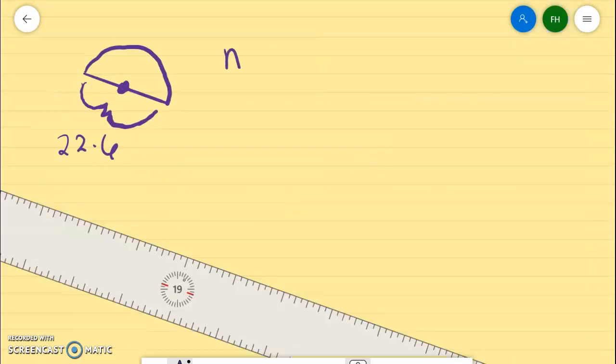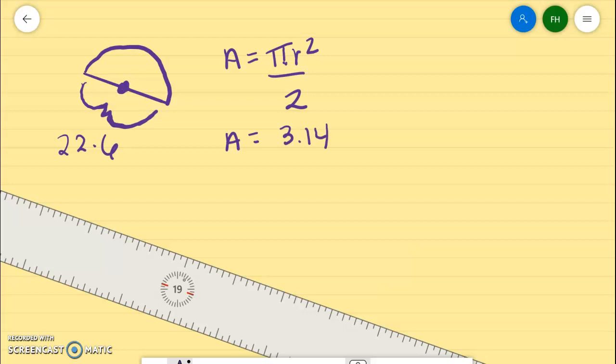This is another area, so area equals pi r squared, but this is half of a circle, so we have to divide it by 2. So pi is 3.14. Now we don't have the radius, we have all the way across. We only want, that's the dad, we only want half of that. So 22.6 is the diameter. So if we halve that, we will have our radius.